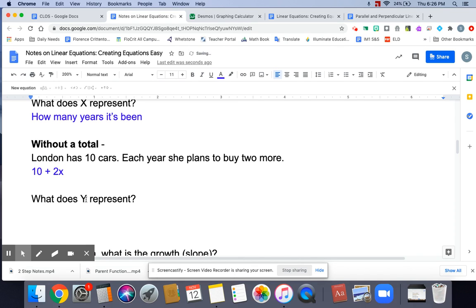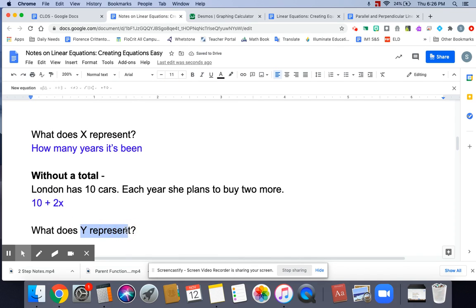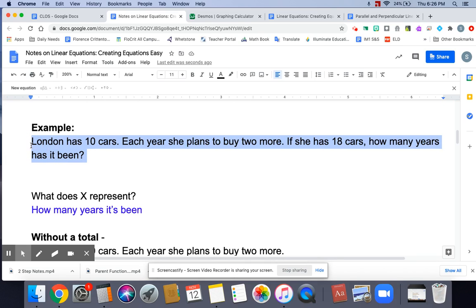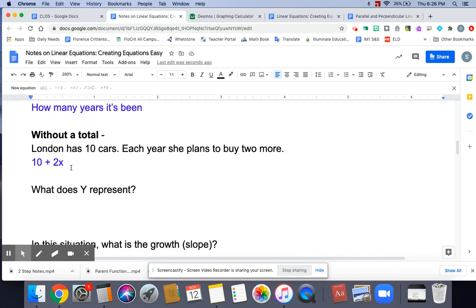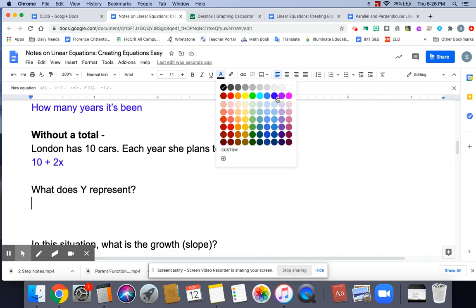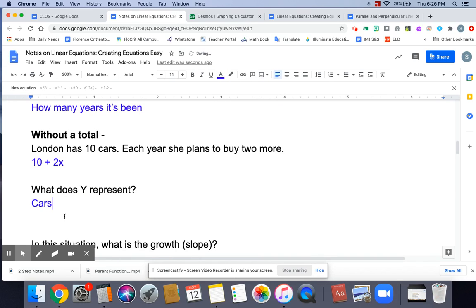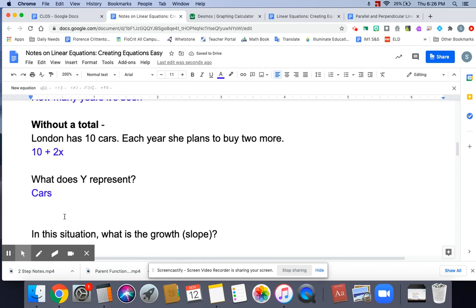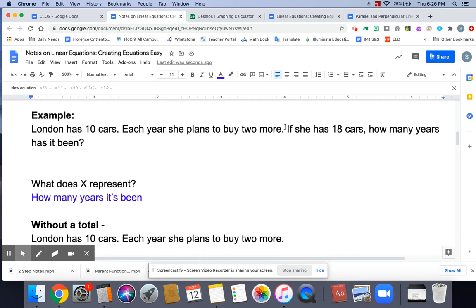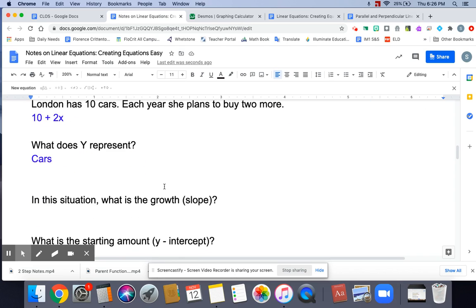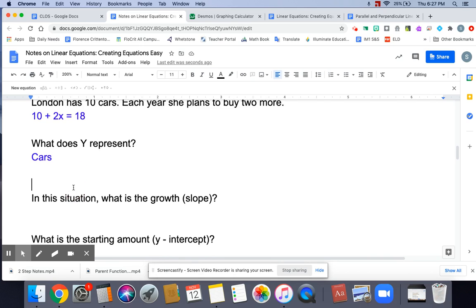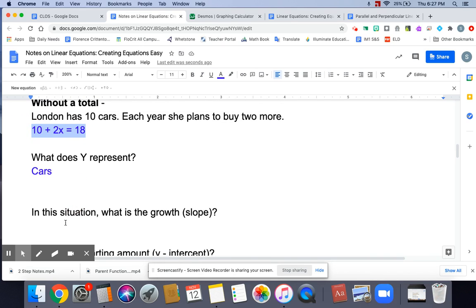But then in math, remember y always represents amount. And so in this situation, we're talking about what? The amount of what? It's the amount of cars. So when we add the fact that she has 18 cars, that means they want us to make it equal 18. Then if I solve for x, I would find out the answer to the question. But I don't need to find the answer to the question. We're working on writing these equations.